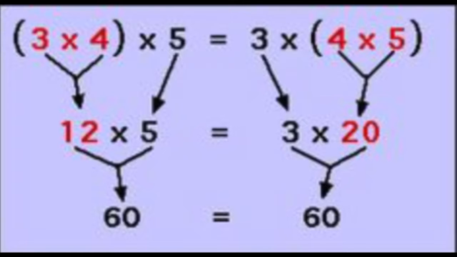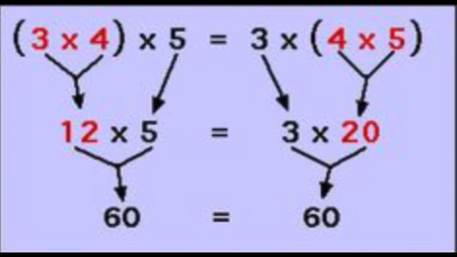3 times 4 times 5. The first way it is grouped is putting the parentheses around the numbers 3 and 4. 3 times 4 equals 12. And as you see, they still have to multiply that product by the leftover number 5. 12 times 5 equals 60.